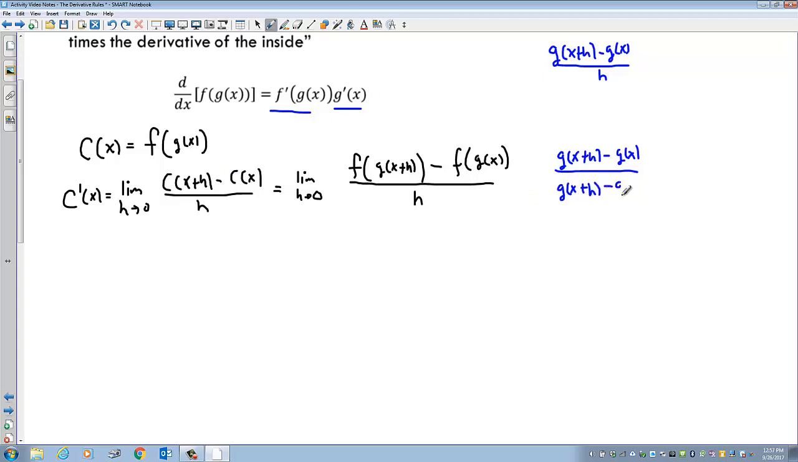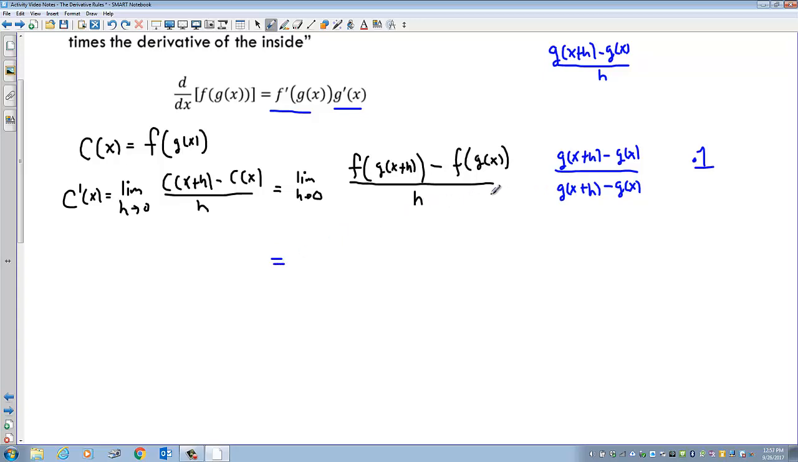So I'm going to multiply top and bottom by g of x plus h minus g of x. And I can do this because, remember, what am I really multiplying by? I'm really just multiplying by the number 1. And I can always multiply something by the number 1 and get the same thing back. So they should be exactly the same.